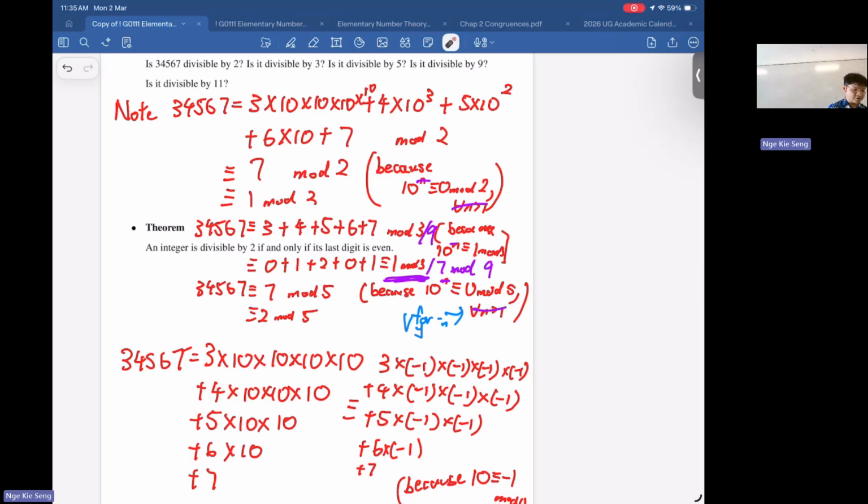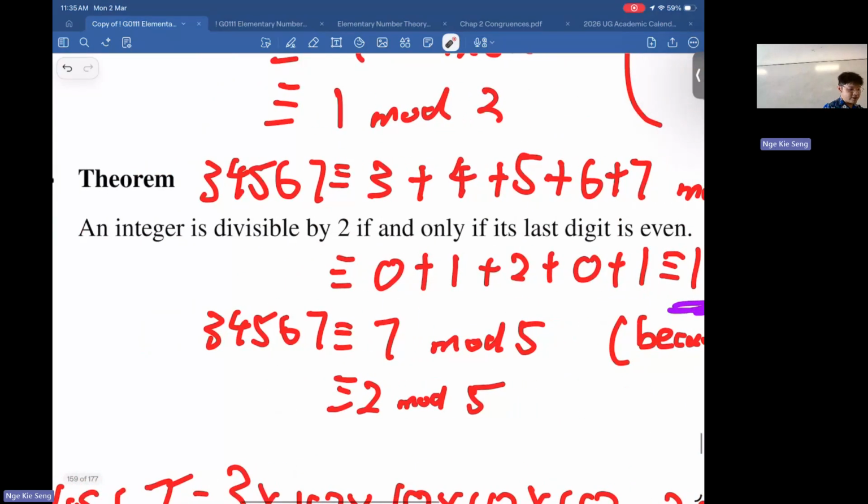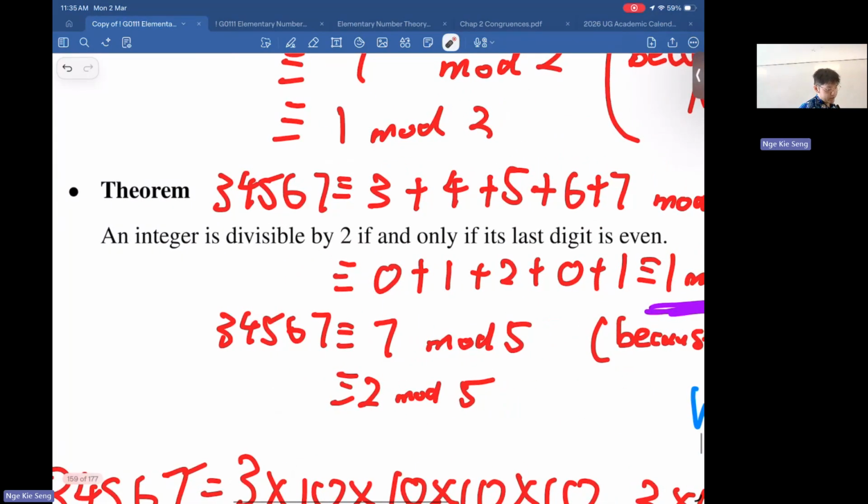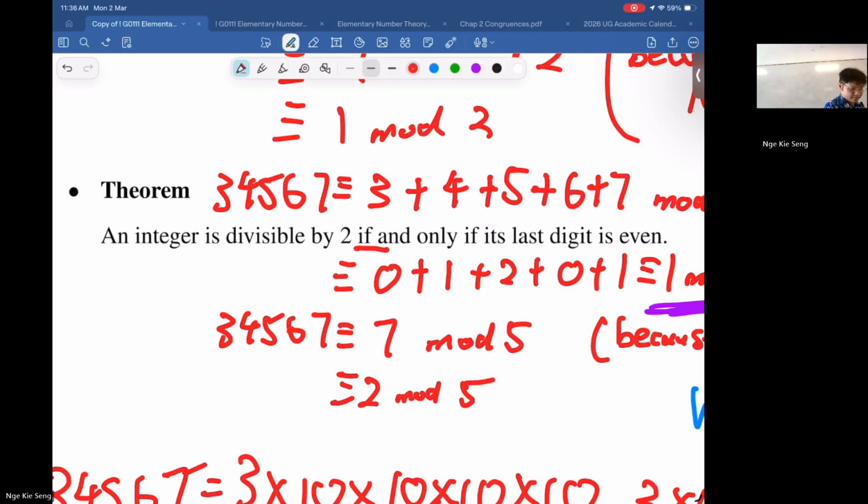Okay, so basically, let's go through the statement again. An integer is divisible by 2 if and only if its last digit is even. So there are two directions going on here. Yeah, if and only if. You just need to check whether the last digit is even or not.